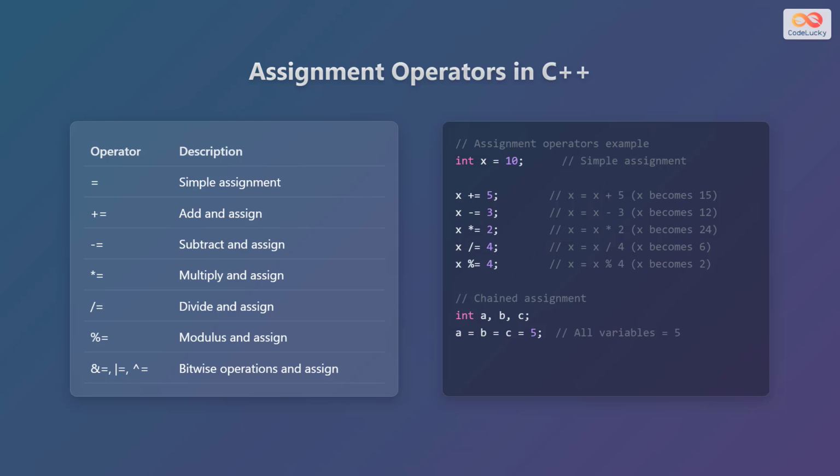C++ also allows chained assignments, where you can assign the same value to multiple variables in a single statement. For example, a equals b equals c equals 5 assigns the value 5 to all three variables.